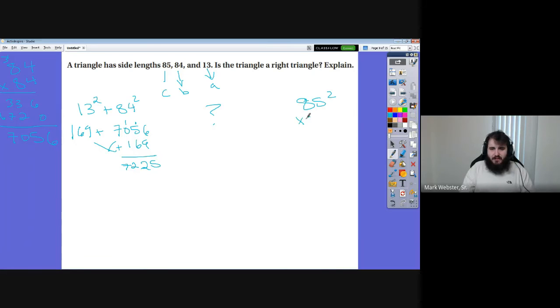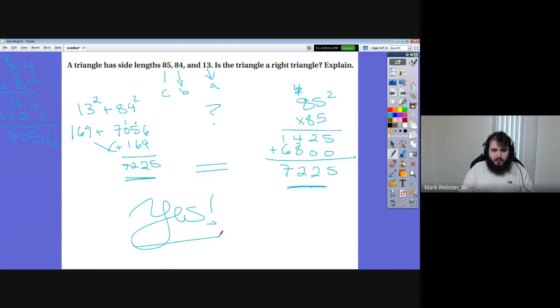Let's do 85 times 85. 8 times 5 is 40. 8 times 8 is 64, plus 4 is 68. It's looking good. Add. 8 plus 4 is 12. Are these the same number? 7,225, 7,225. They are the same, which means that yes, this is a right triangle.